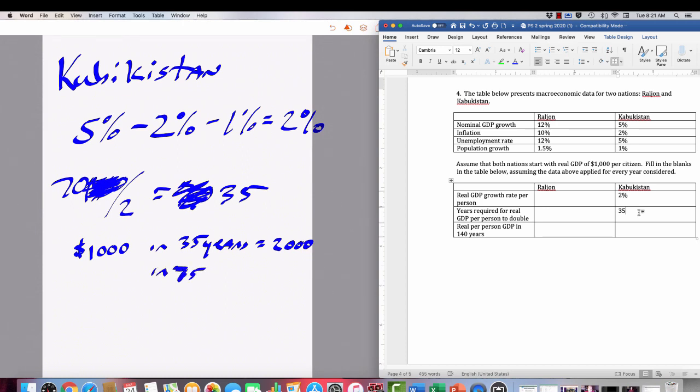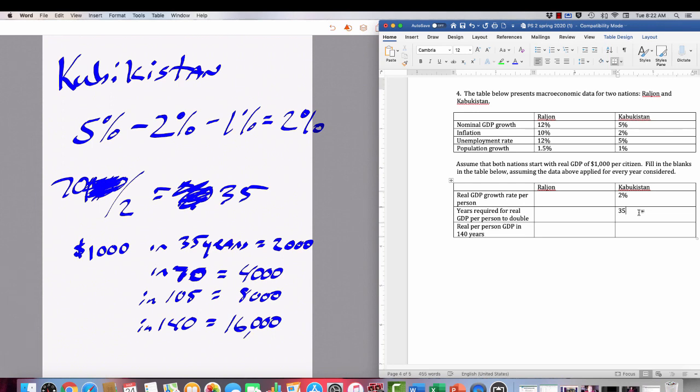So in 70 years, 35 plus 35 is 70, income doubles again to 4,000. But we're not to the end yet. In 105 years, which is another 35 years, income doubles again to 8,000. And then in 140 years, income is going to double one more time up to 16,000.